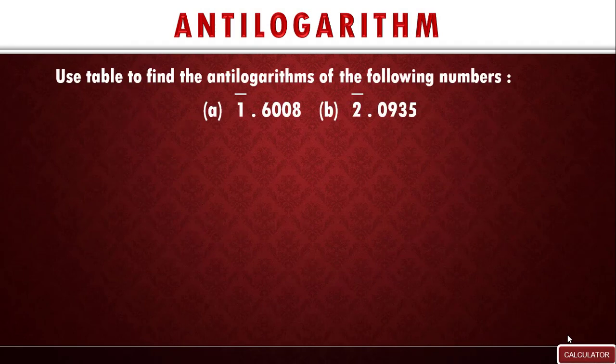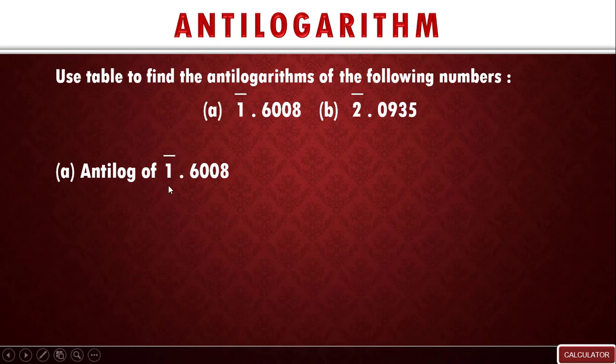In this example, we are asked to determine the antilogarithm of the following numbers: bar 1.6008 and bar 2.0935. So let's start with the A part, which is bar 1.6008. The first thing you should ask yourself is whether the characteristic, bar 1, is positive or negative. Since bar means minus, this one is -1, so it is negative.